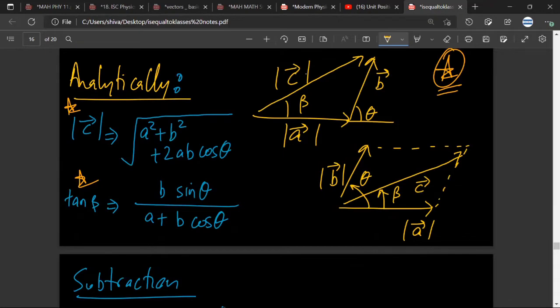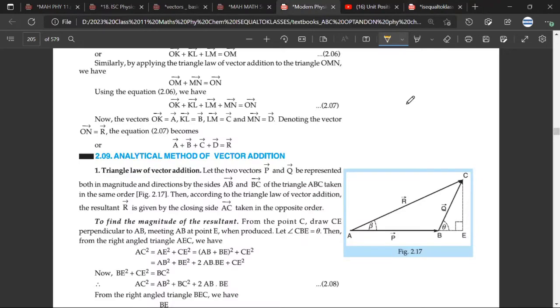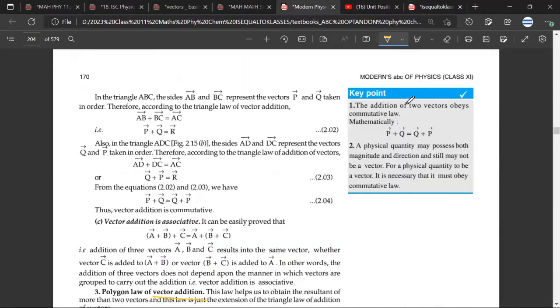So basically it is a loose version of the (a plus b) whole square formula: a square plus b square plus 2ab cos theta. Are we clear? Yes, sir. Okay. So where theta is the angle between the two vectors, the vectors which are under observation.